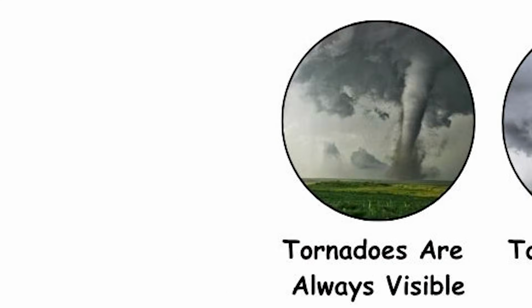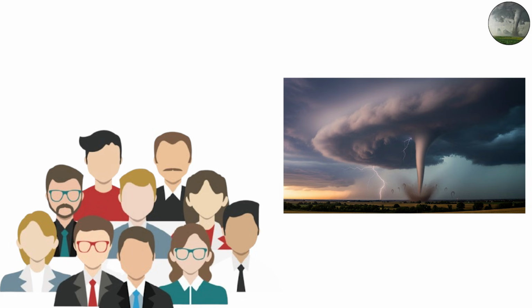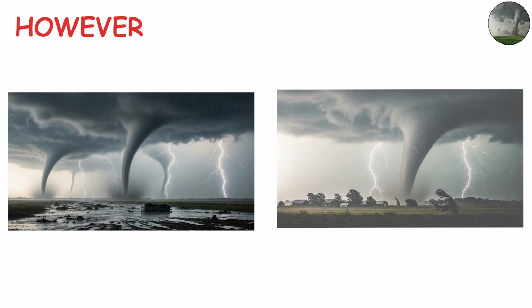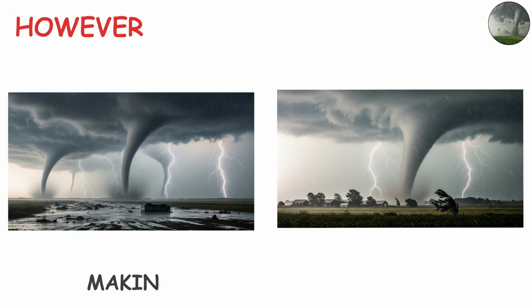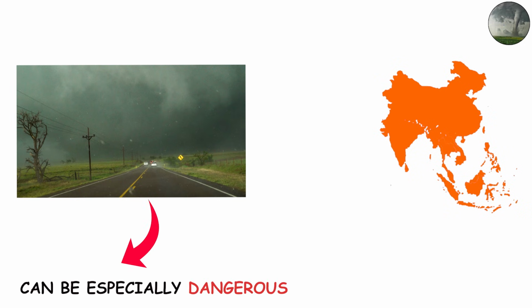Tornadoes are always visible. Some people assume that a tornado is easy to identify due to a funnel cloud. However, many tornadoes are rain-wrapped or obscured by heavy precipitation, making them nearly invisible. Rain-wrapped tornadoes are common in the Southeast and can be especially dangerous because they appear as ordinary rainstorms until it's too late. Visibility cannot be relied upon for safety.